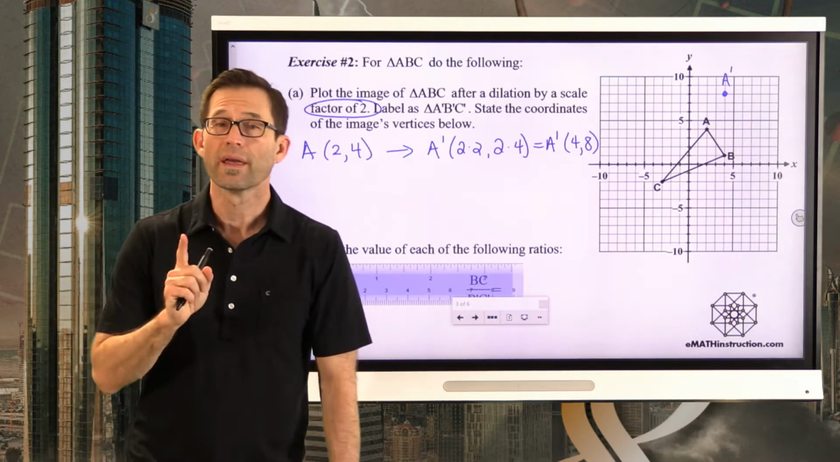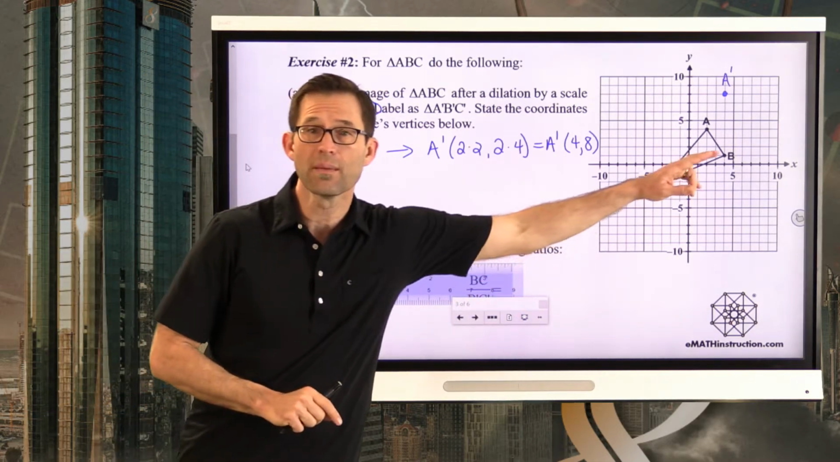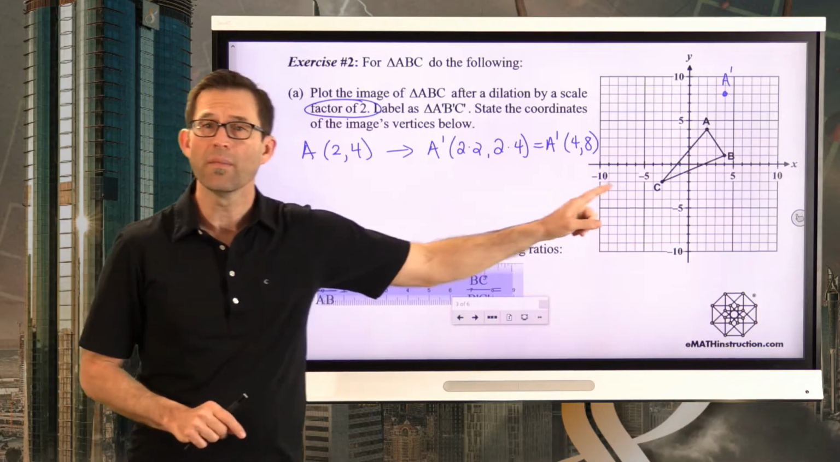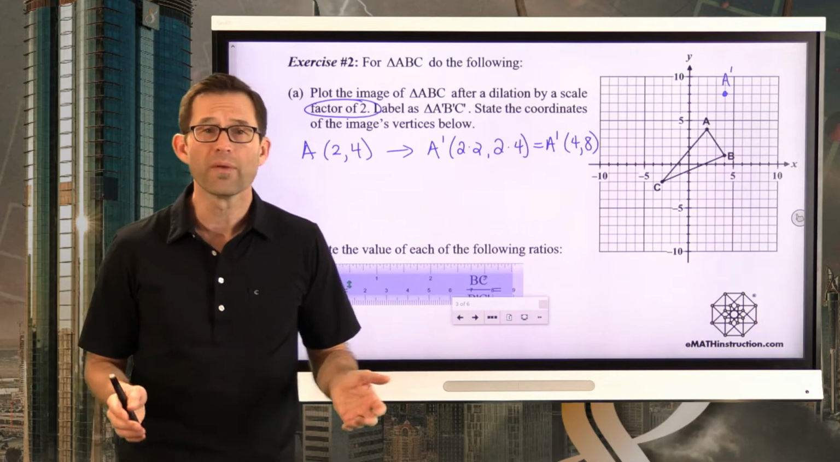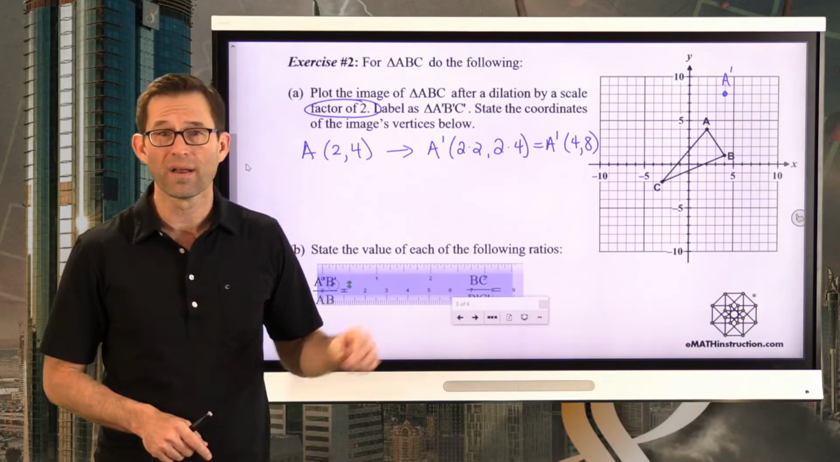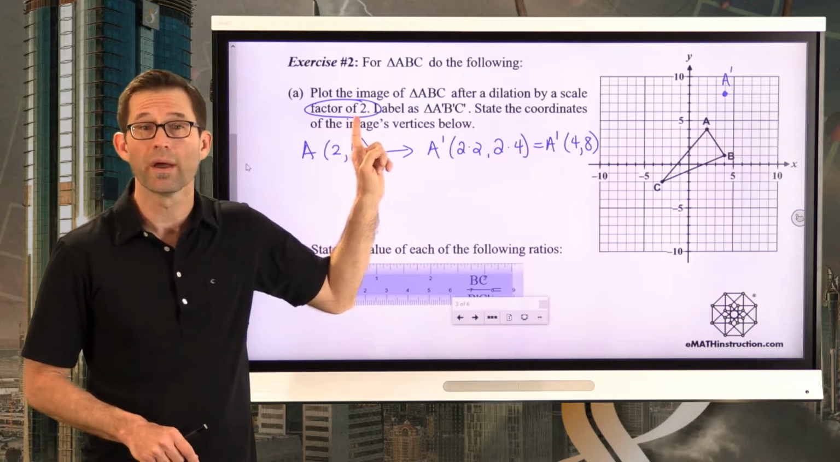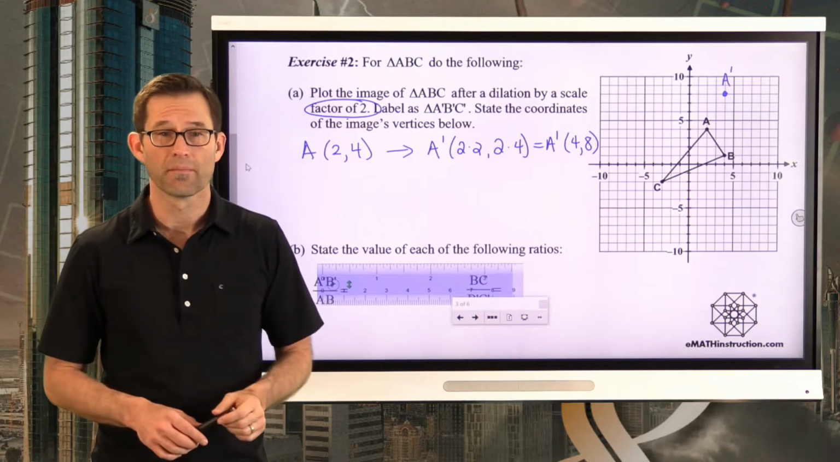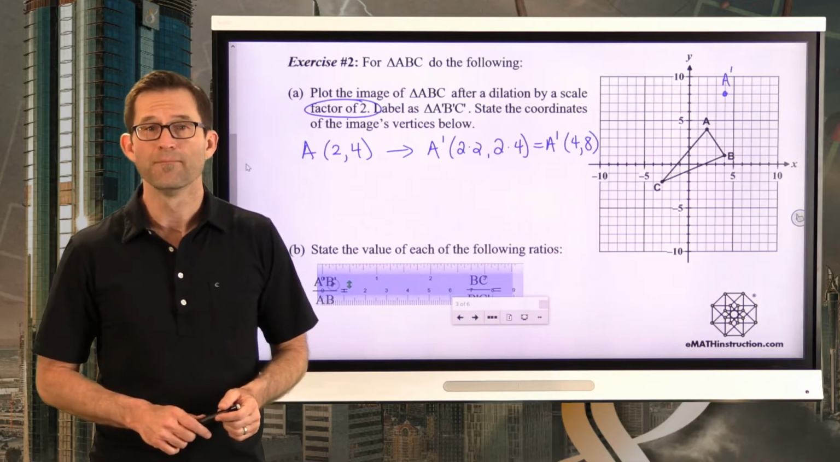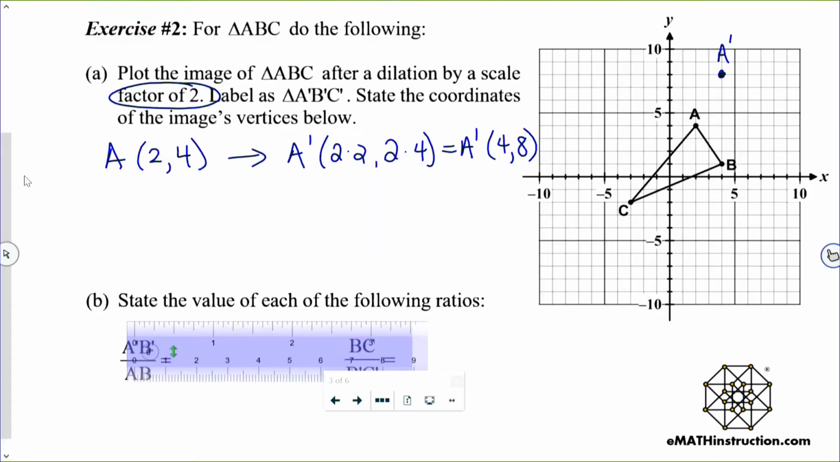All right. What I'd like you to do now is do exactly the same thing with B and C. Now C might be a little bit more challenging because there's some negatives involved, but remember, if you multiply a negative by a positive, like 2, it remains negative. It's not going to suddenly switch to being positive. So pause the video now and go ahead and do that.